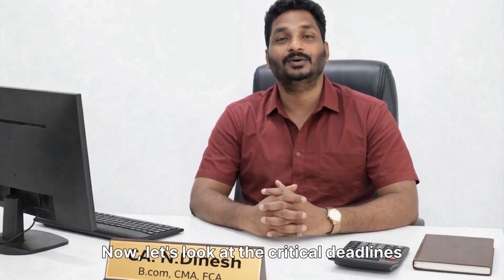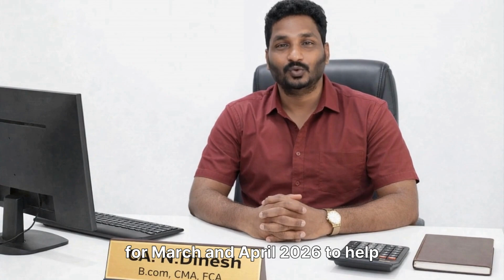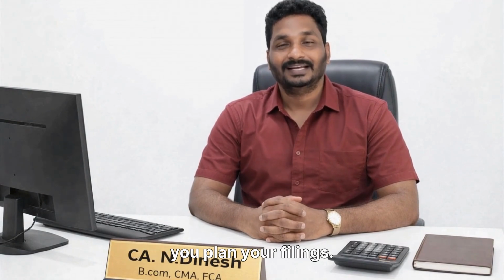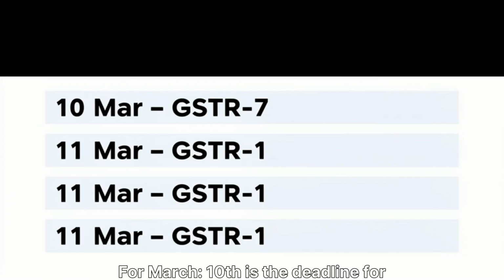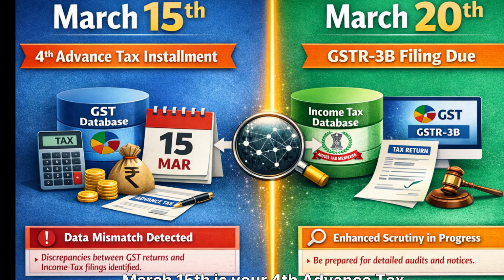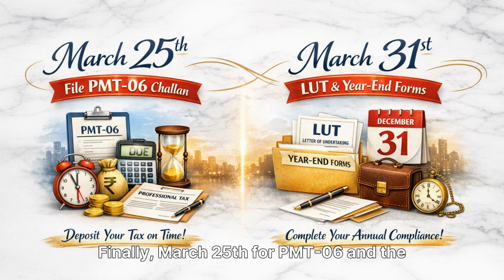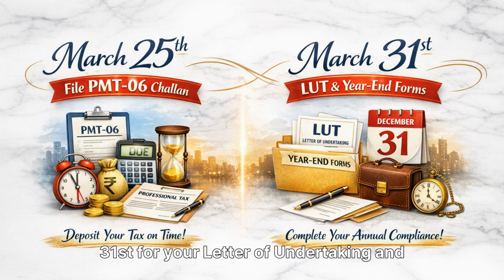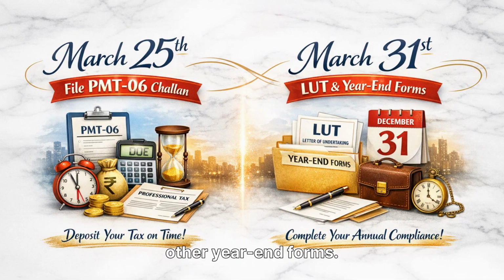Now, let's look at the critical deadlines for March and April 2026 to help you plan your filings. For March, 10th is the deadline for GSTR-7, followed by GSTR-1 on the 11th. March 15th is your fourth advance tax installment, and the 20th is the crucial GSTR-3B filing. Finally, March 25th for PMT06 and the 31st for your letter of undertaking and other year-end forms.